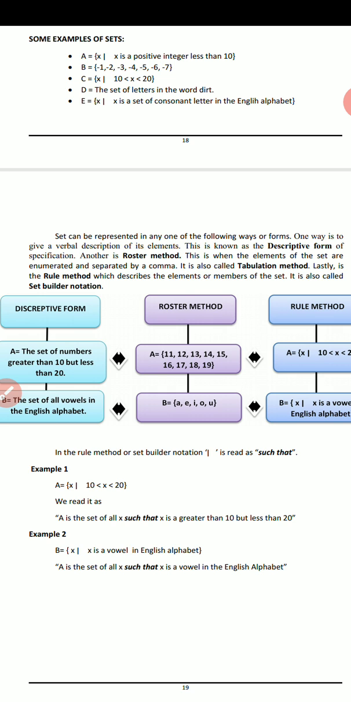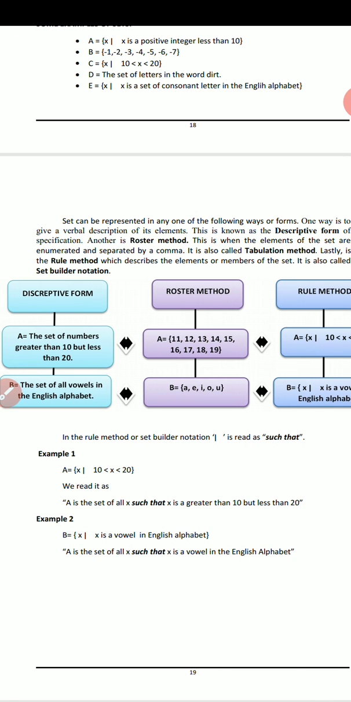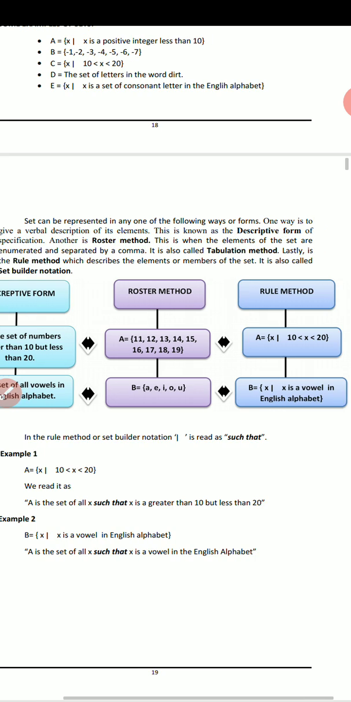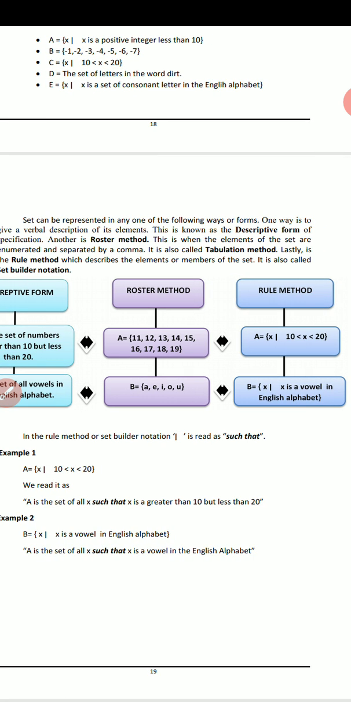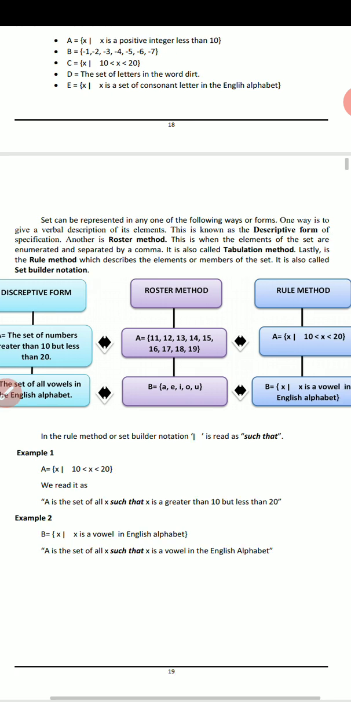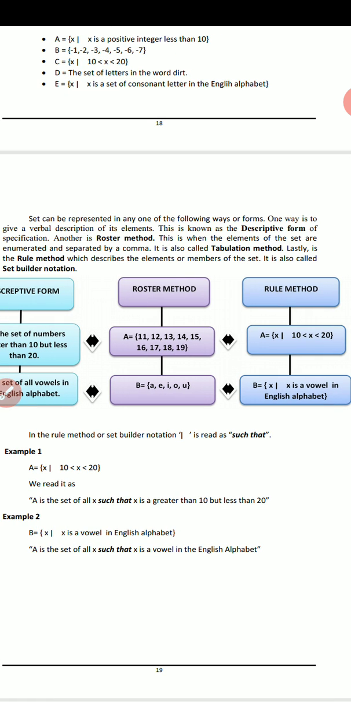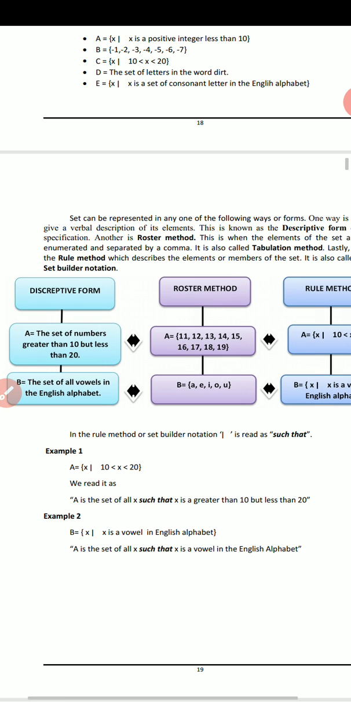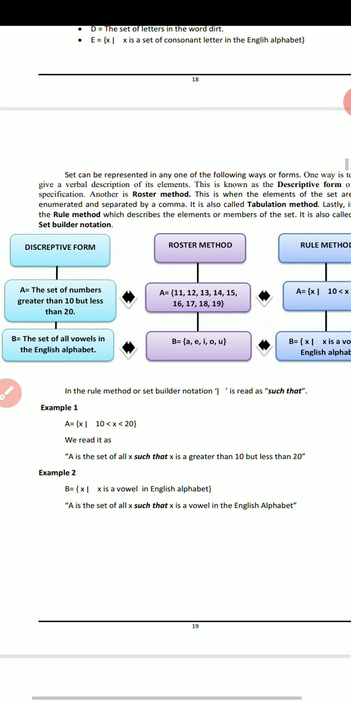For example, here, set A is the set of numbers greater than 10 but less than 20. So by roster method, we list down the elements that are being described in a descriptive form. So we have A is a set containing 11, 12, 13, 14, 15, 16, 17, 18, and 19. And we have the rule method. So instead of saying it in a descriptive form, we just have the rule. So we have here A is a set containing all x's such that x is greater than 10 but less than 20.